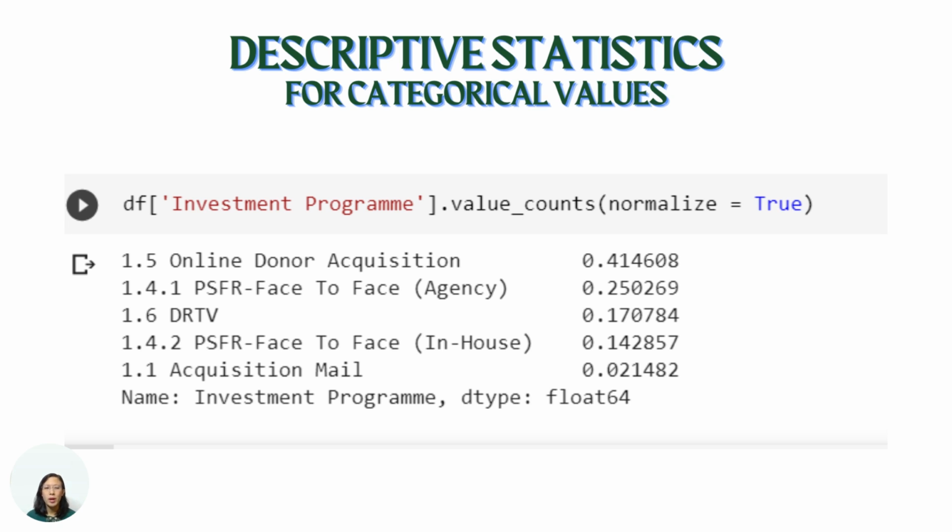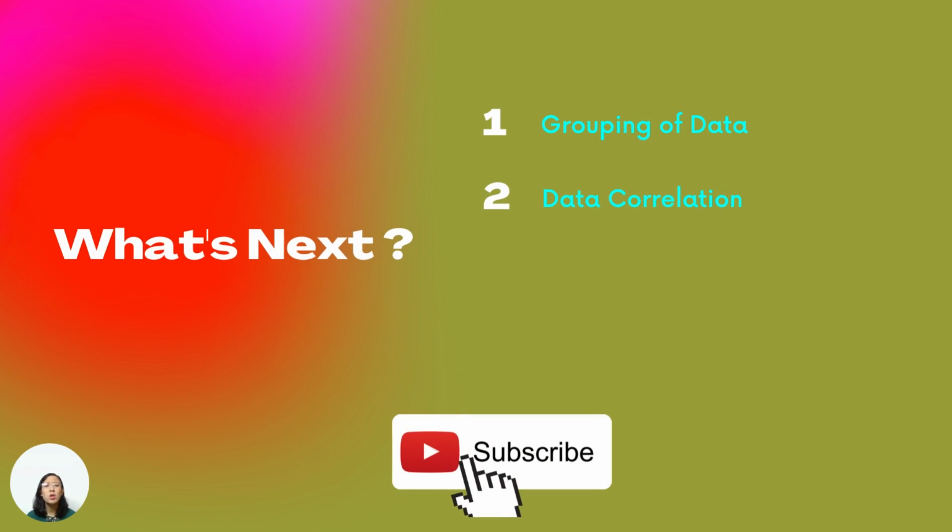If you set normalize to be true, we can see that the values are given in decimals. Here we can see that 41% of the programs we have from 2012 to 2020 are online donor acquisitions. 25% is face-to-face through the agency. So this is how we can calculate the basic descriptive statistical values for both categorical and numerical values. Next, we are going to study more on the grouping of data. How do these variables correlate with each other?